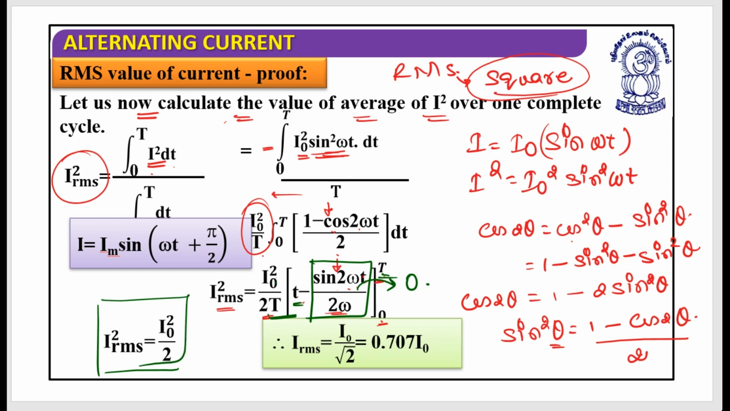If I take a square root on both sides, I RMS I will receive is I naught by root 2. This is 0.707 I naught. I hope this is clear. Is it clear? Are you sure? Great.